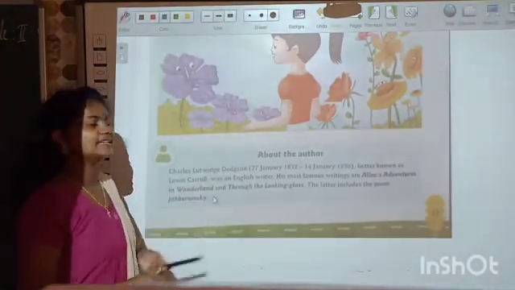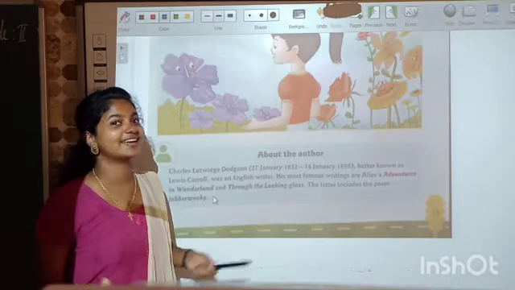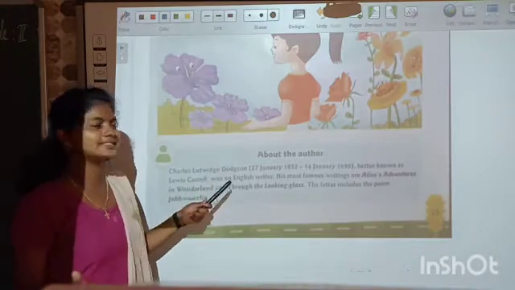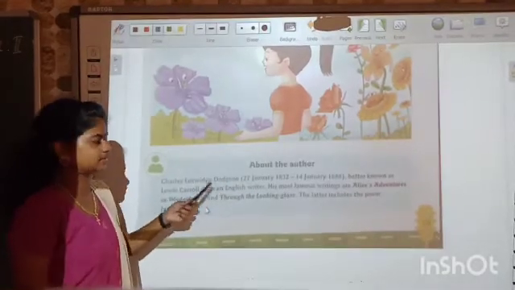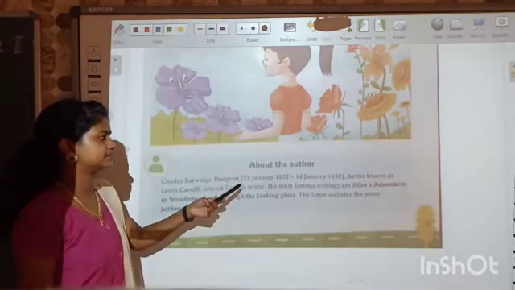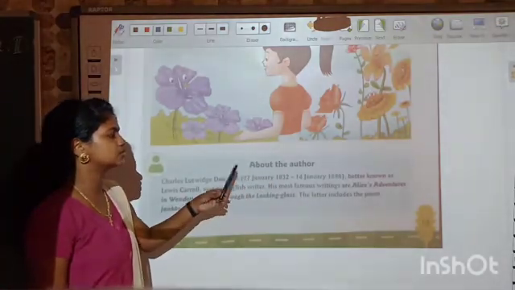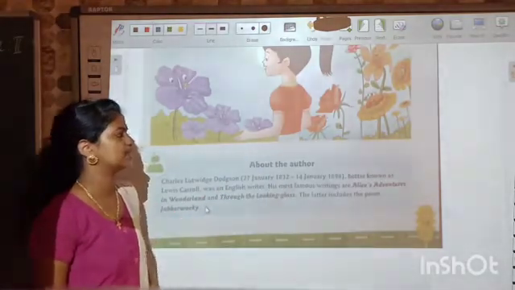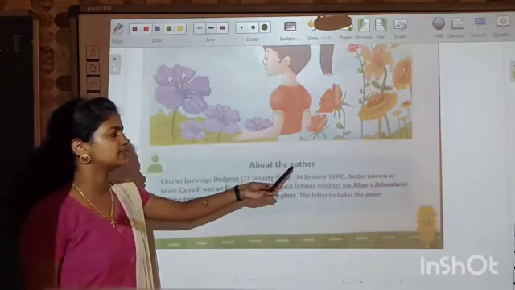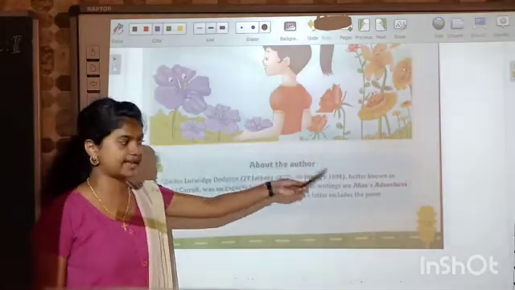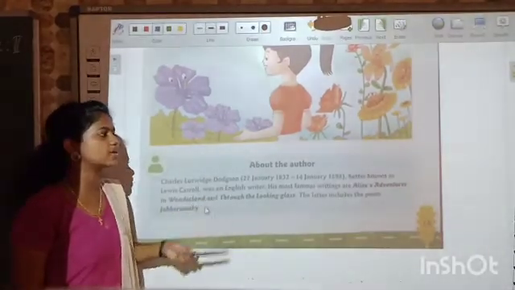Okay, my dear children, let's see about the author. Who is the author? Yes, very good. Lewis Carroll. About the author, Charles Ludwig Dodson. He was born on 27th January 1832, and he died on 14th January 1898. He was better known as Lewis Carroll.